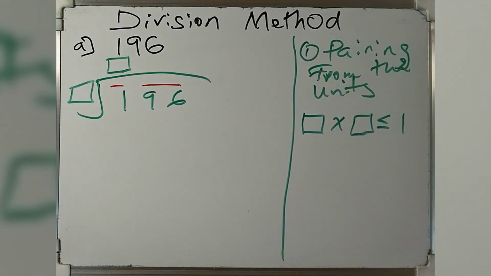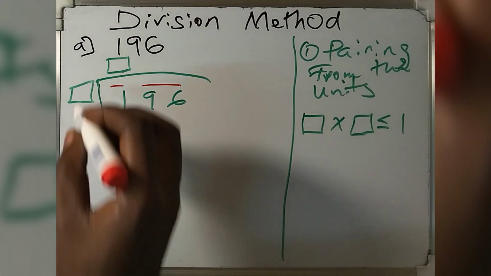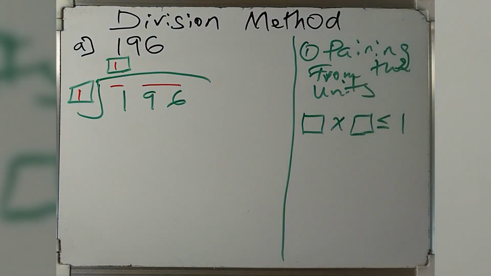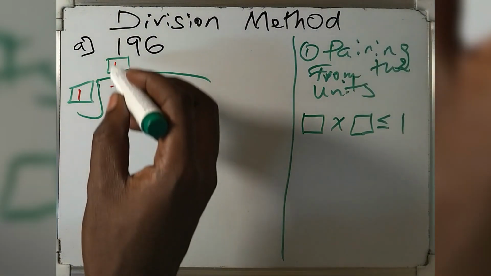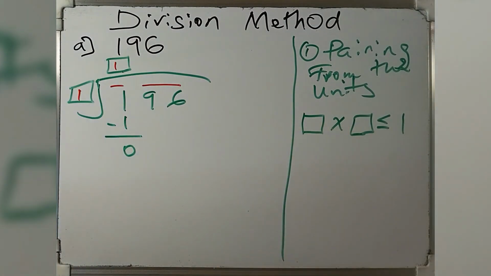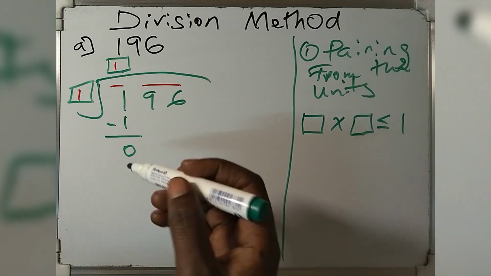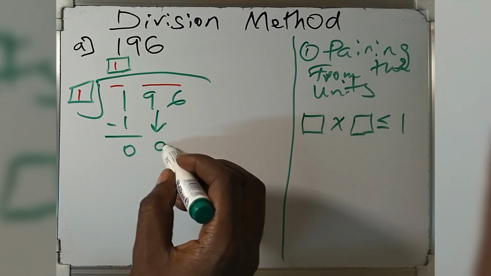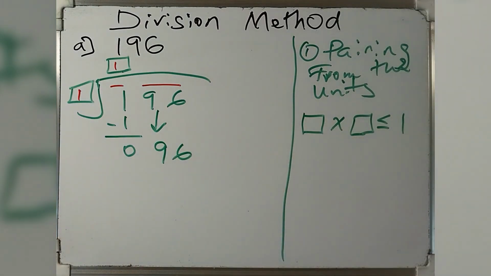Now a number that is equal or less than 1 in this case is 1. We put 1 here and 1 here. So 1 times 1 is 1, then we subtract to get 0. After that, we draw down the next group, which is 96. After getting 96, we repeat the same process.